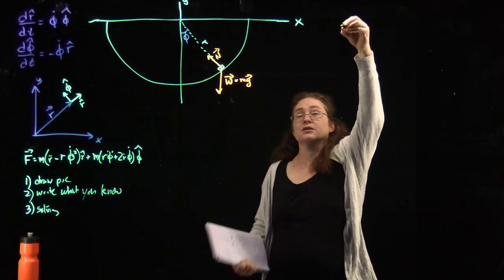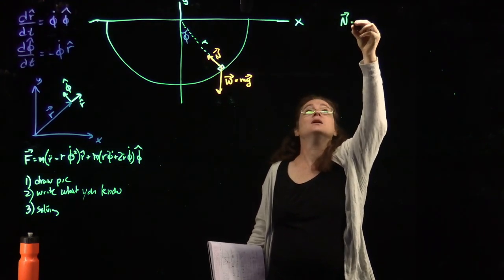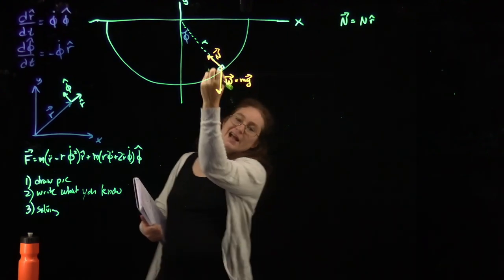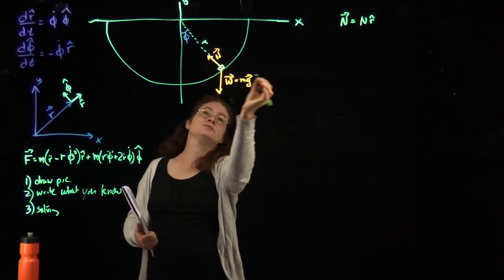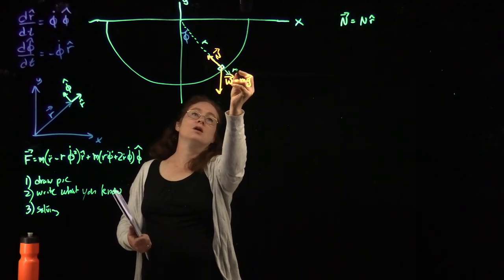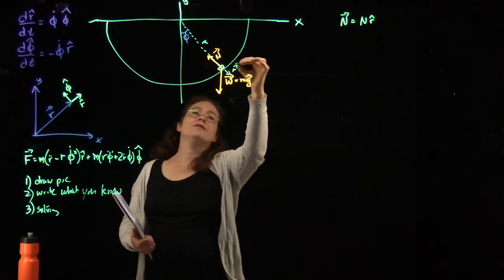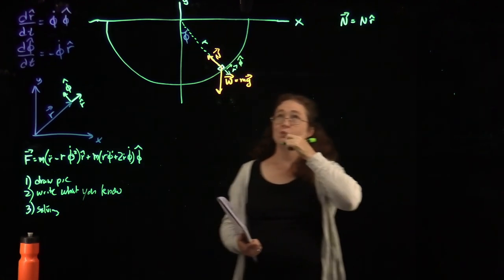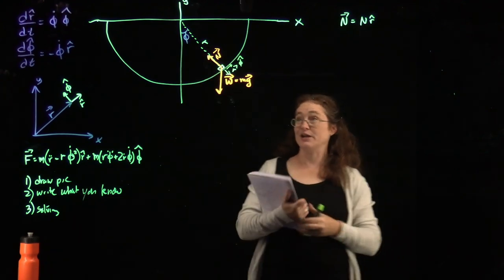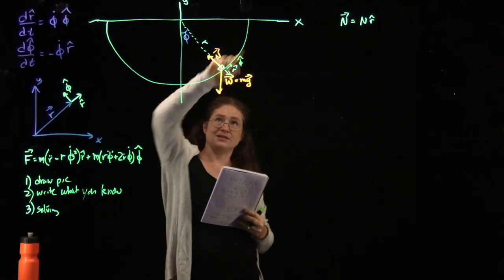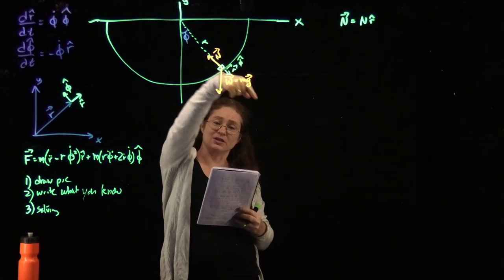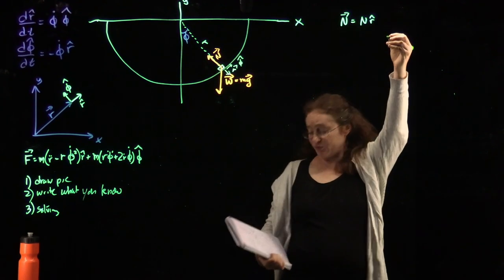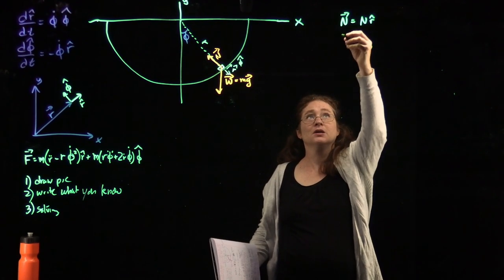I can write this normal force. It has to be in the negative. So here, my r hat is pointing in this direction. R hat. My phi hat is in this direction. Here I'm actually in the negative y direction, but my r hat is still this way. My phi hat is this way. R hat is always in the direction of increasing r. Phi hat is in the direction of increasing phi. So normal force is n r hat.